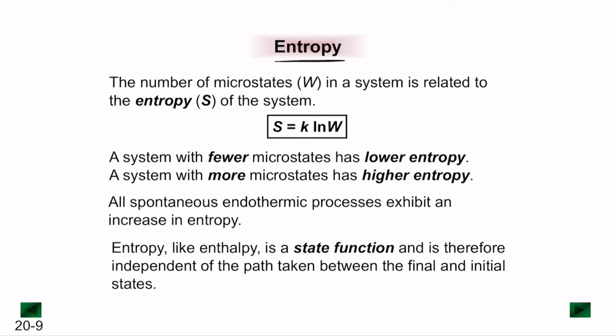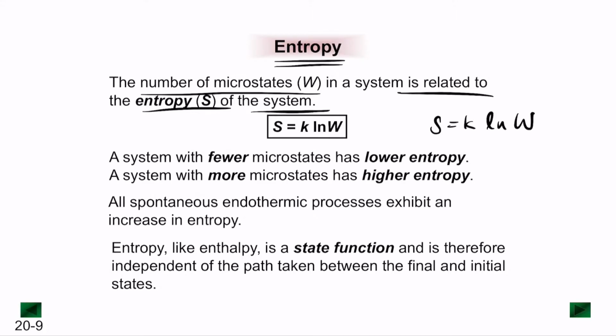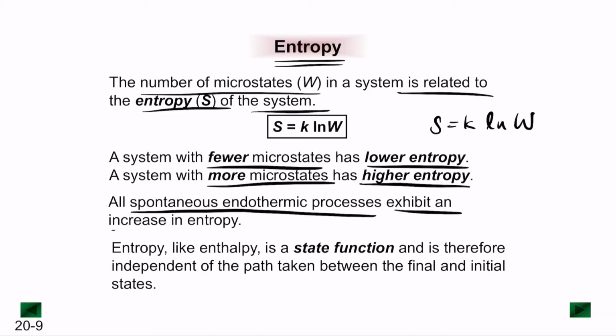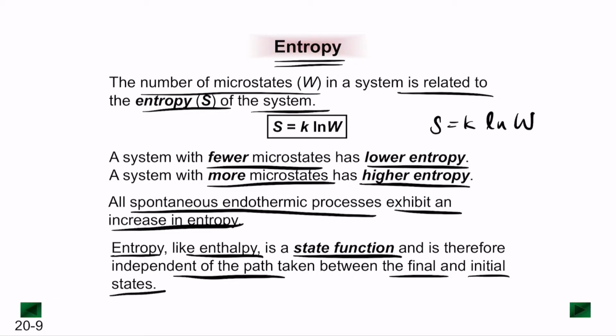Microstates can help us understand entropy. The number of microstates in a system is related to the entropy of the system, which can be written as S equals k ln W. A system with fewer microstates will have lower entropy. A system with more microstates has higher entropy. Therefore, all spontaneous endothermic processes exhibit an increase in entropy. Entropy, like enthalpy, is a state function, so it is independent of the path taken between the initial and final state. So we can say that delta S is S final minus S initial.